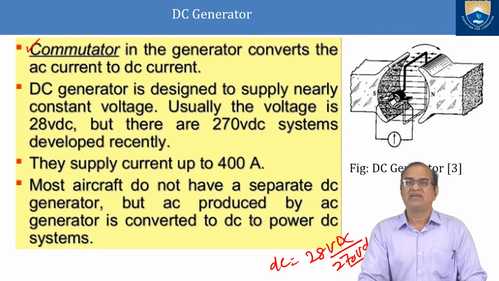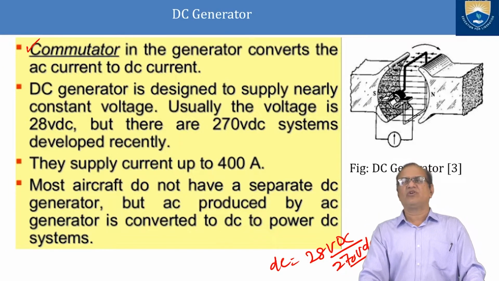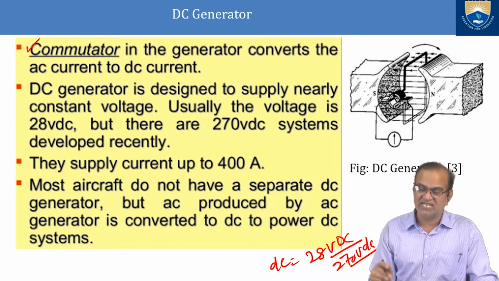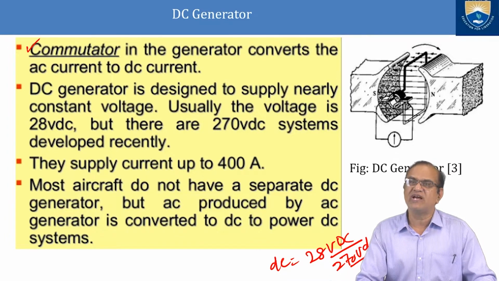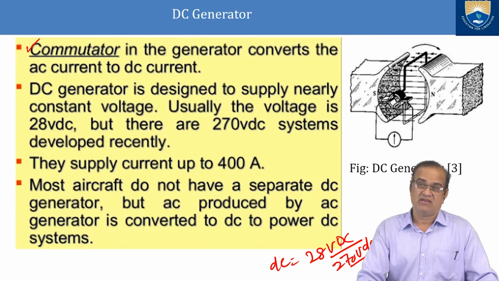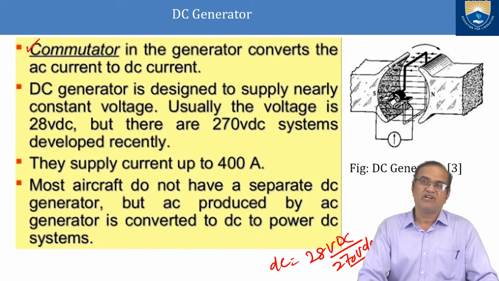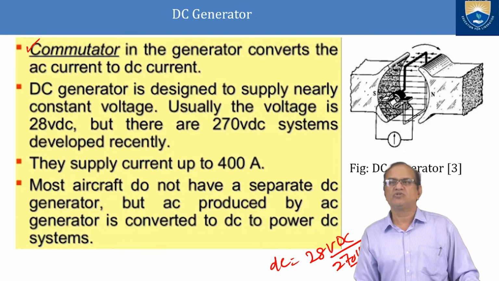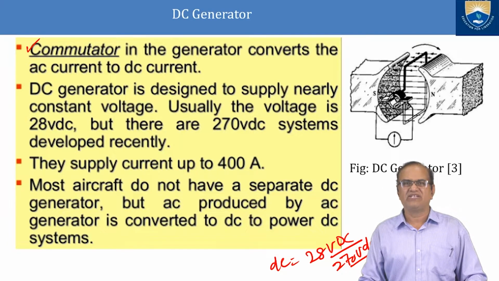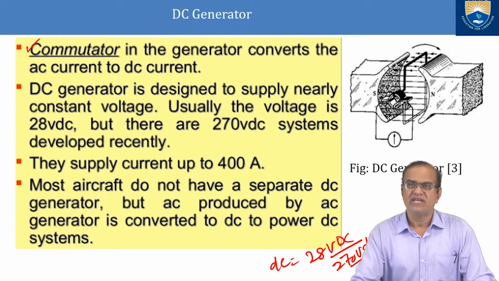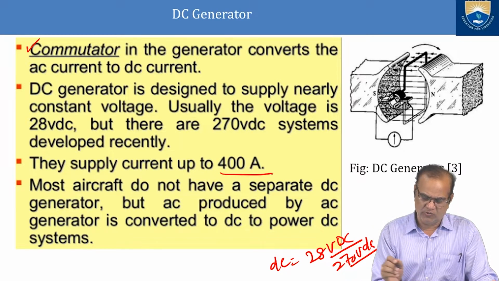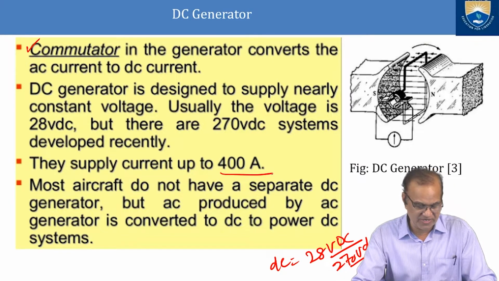There are 270 volt DC systems developed recently. The high voltage DC is also used in a few aircraft like the F-22 and F-35. These are American made aircraft. They use a 270 volt DC system. They supply current up to 400 amperes.